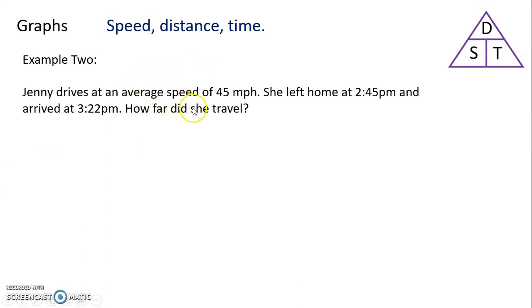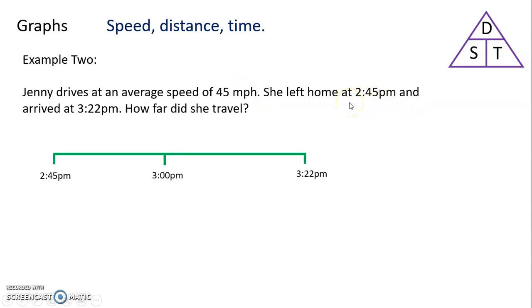So we're making an assumption that she drove at a consistent speed of 45 miles per hour throughout, but that doesn't reflect reality. She probably went faster and slower at different points, but we're going to assume that overall she was driving at 45 miles per hour. So I'm being asked here to find a distance, and that is going to be speed multiplied by time. I have the speed. I need to know the time that she was travelling for.